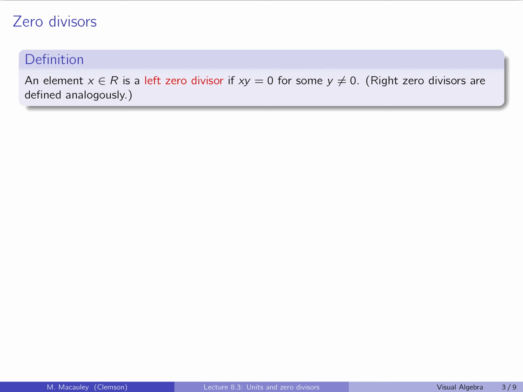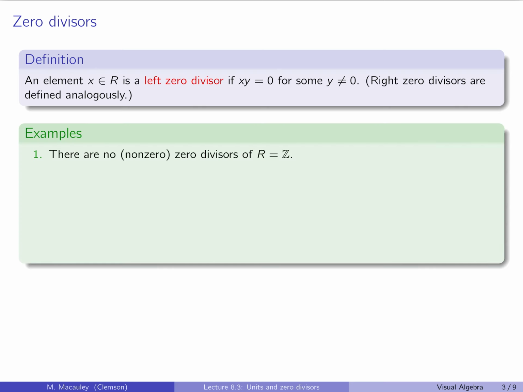I also want to mention that some books and sources require zero divisors to be non-zero elements. I think it's fine to say that 0 is a zero divisor. I think it's more consistent with the definition, but a few times I have to say things like, suppose that x is a non-zero zero divisor to properly state a theorem, but that's okay. That's just extra clarification.